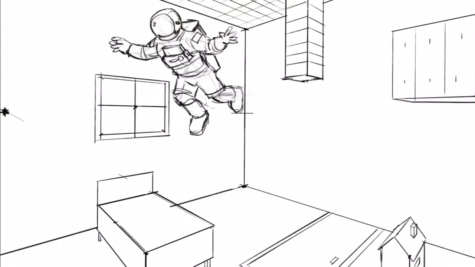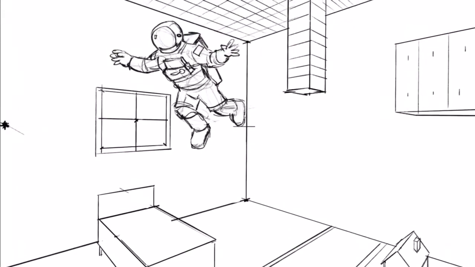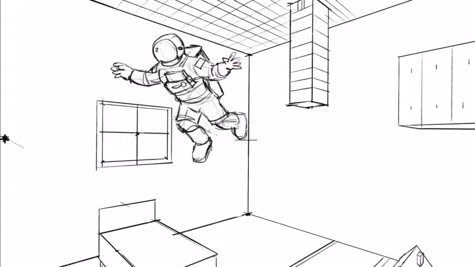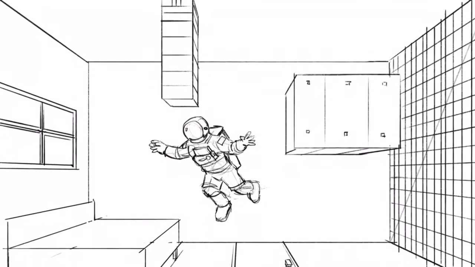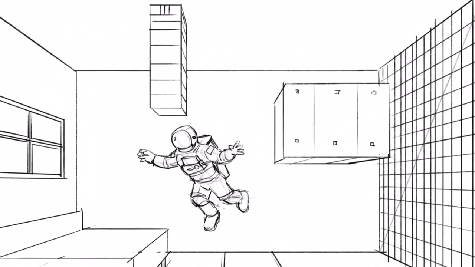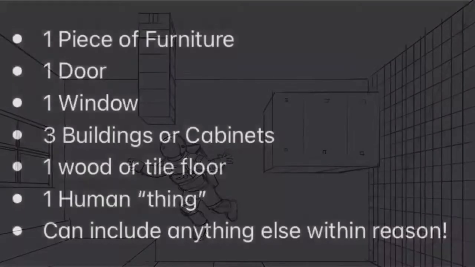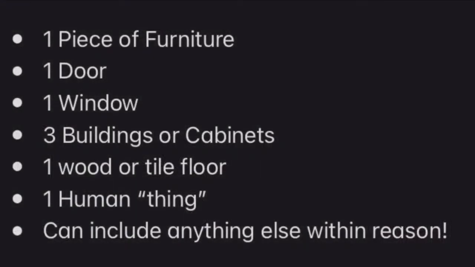This perspective exercise is heavily inspired by the Surrealist painters. Artists can elect to either do 1 or 2 point perspective, but there are a number of objects I want them to include. After you've established your vanishing point and horizon line, incorporate 1 piece of furniture, 1 door, 1 window, 3 buildings or cabinets, 1 wood or tile floor, 1 human thing, and anything else within reason.